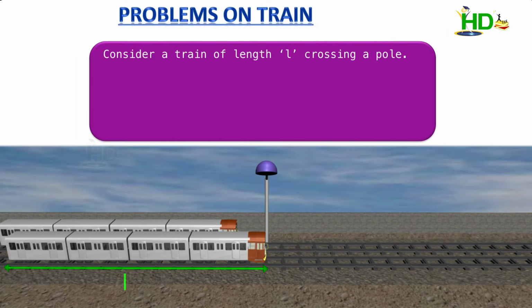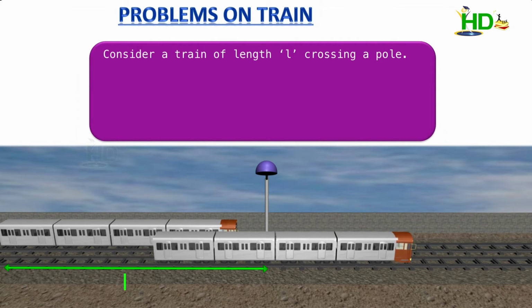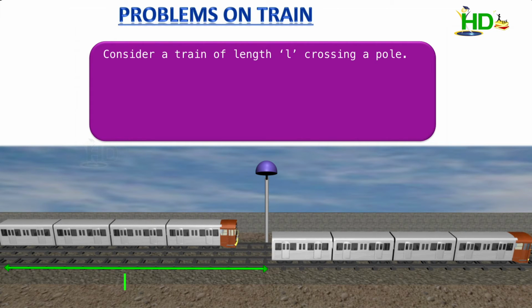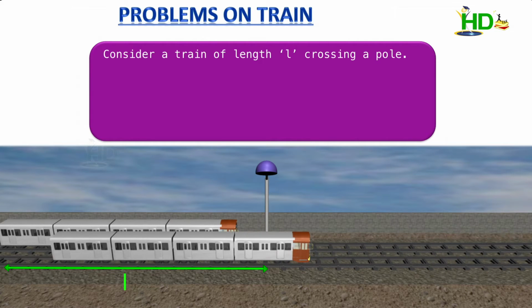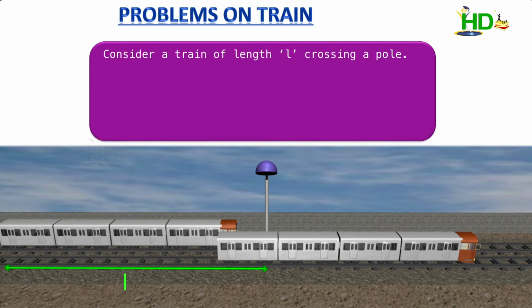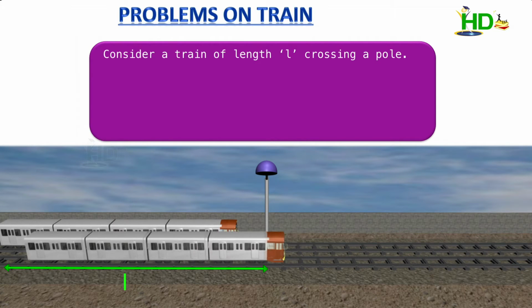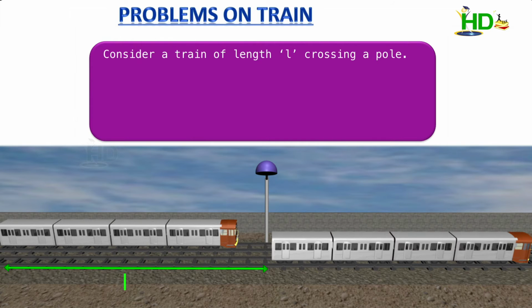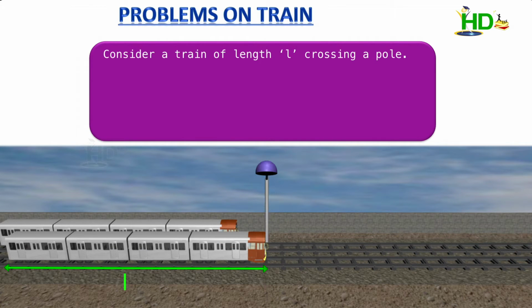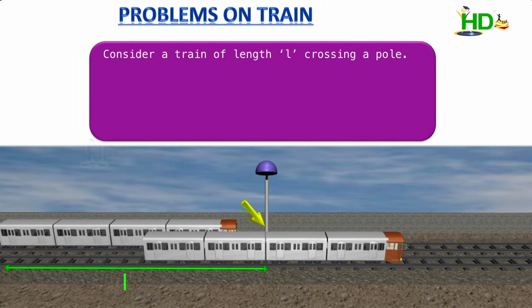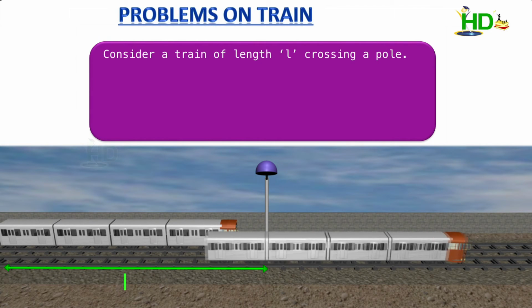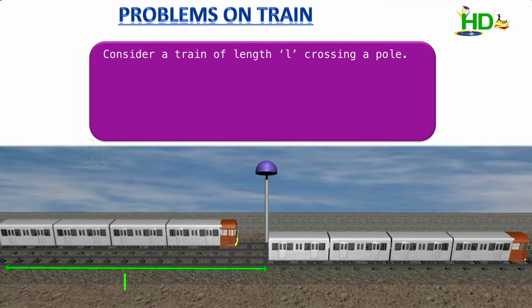Suppose we consider a train of length L crossing a pole. How much distance does it have to travel? As you see in the figure, this train has to cross this pole. When can you say the train has crossed the pole? I'm taking this as the starting point. Suppose the train comes like this, has it crossed the pole? No. When this comes to this position, now we can say the train has crossed the pole.